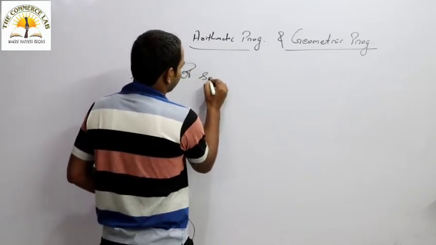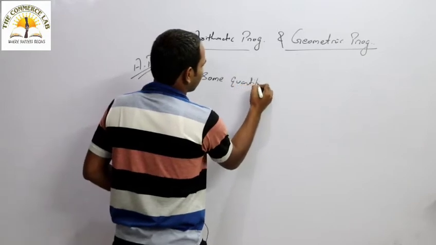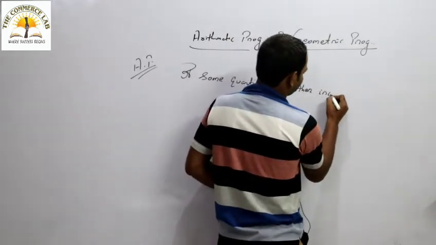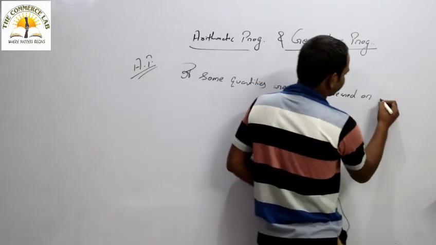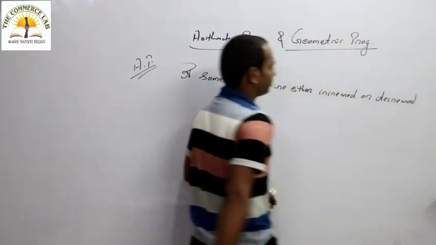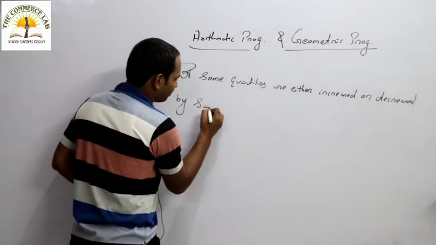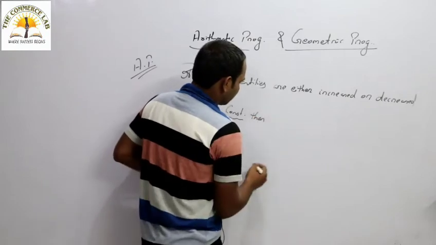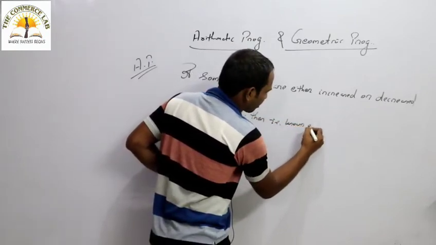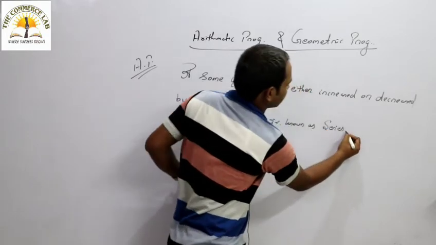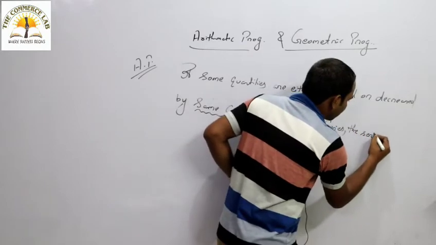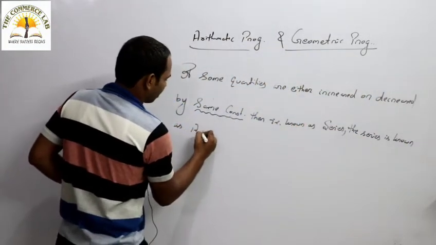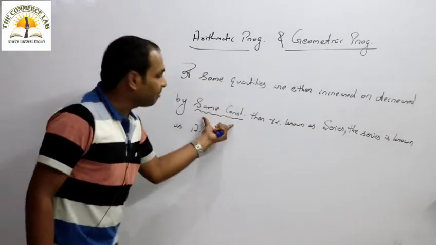If some quantities are either increased or decreased by the same constant, then that is known as a series, and the corresponding series is known as AP or arithmetic progression. Same constant.